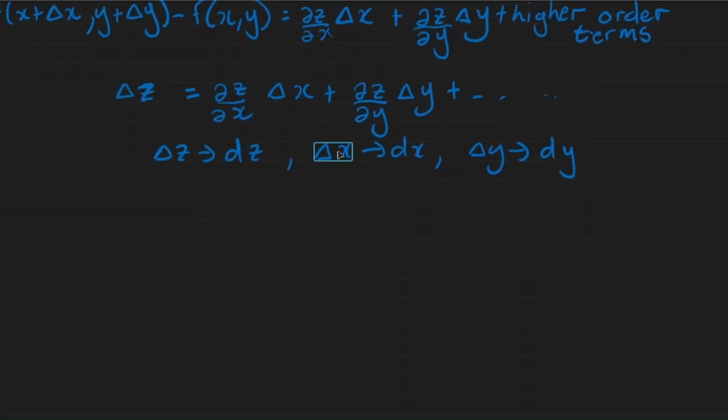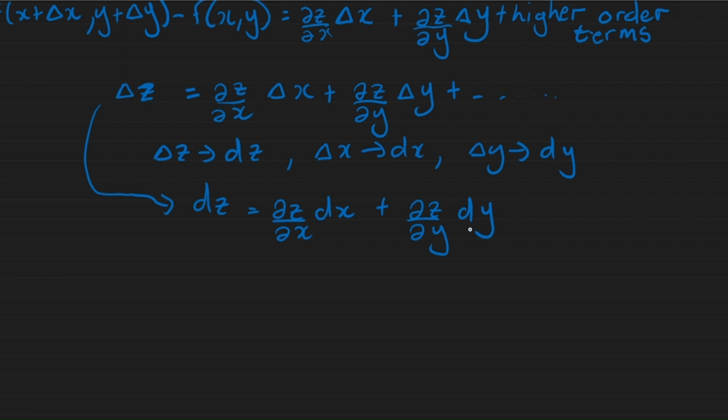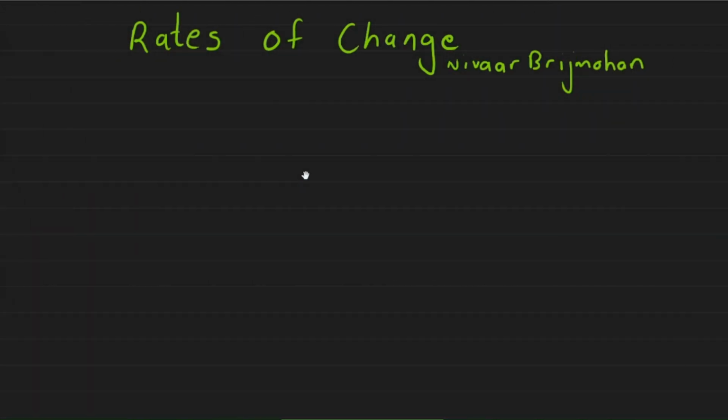And what we're left with is that dz is equal to dz/dx times dx plus dz/dy dy. In this video, we're going to be looking at rates of change of multivariable functions. When we speak about rates of change, we're speaking about time. We're asking, how does something change with time?